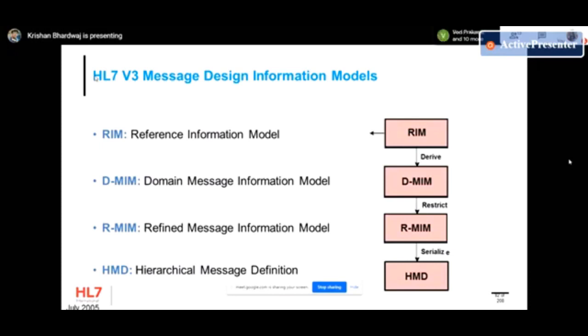Now I want to further refine it. I want to restrict it so that all the value sets coming in the message should not come from international SNOMED. I have to provide a code directory for NHA. So I'm limiting all the values in the value sets, and this is exactly what you are doing. So this will be a restricted model. We call it RMIM, which is a refined message model.